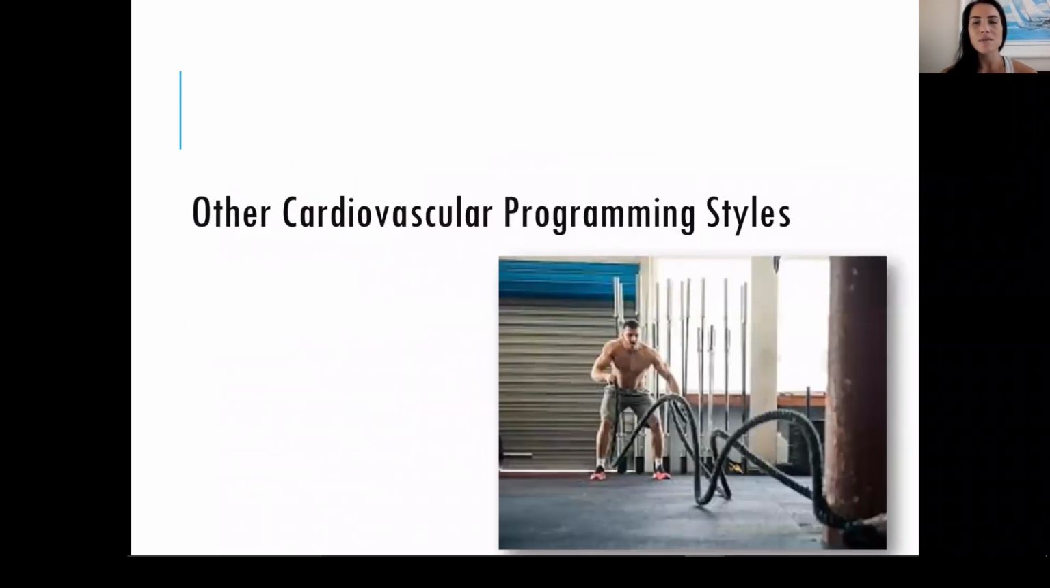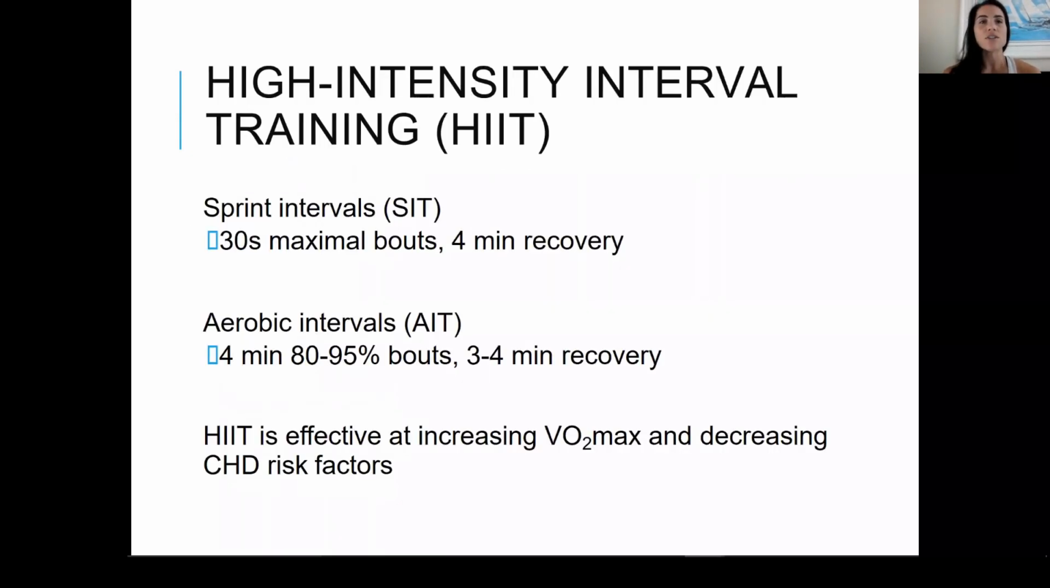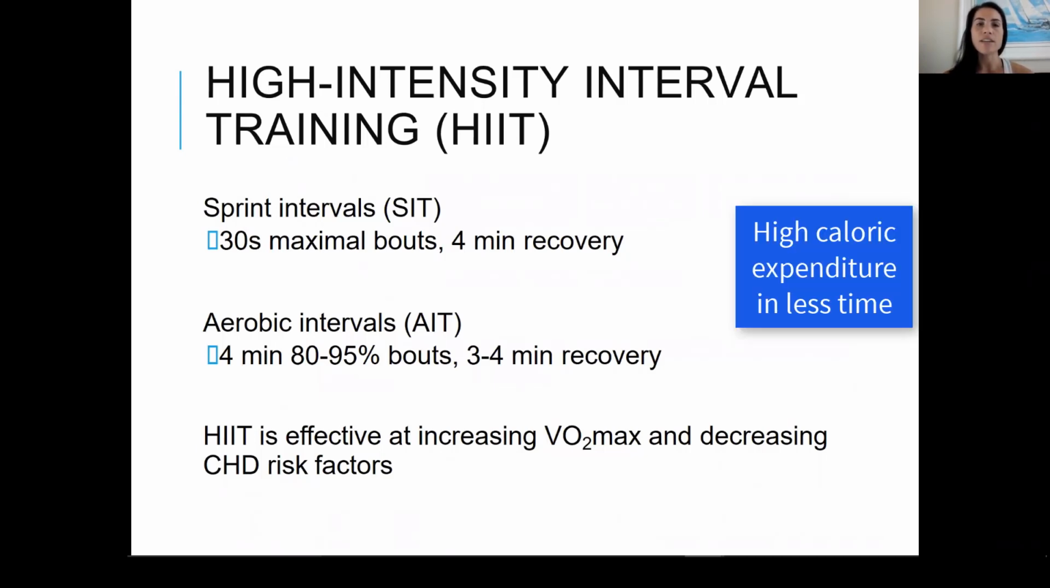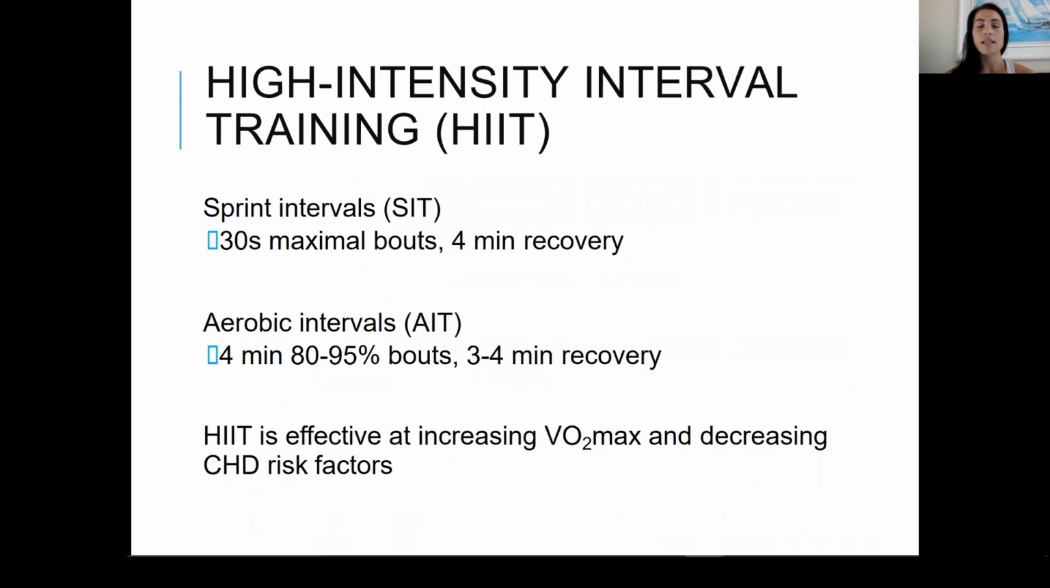So now let's talk about some of the cardiovascular programming styles that you probably already know about and see and potentially do yourself. So high-intensity interval training, HIIT training, has a lot of benefits, and the more literature that comes out, the more we know about it, okay? The obvious benefit of HIIT training is that you get a high caloric expenditure in a very small amount of time. So for many people, that's the best option that they can have.